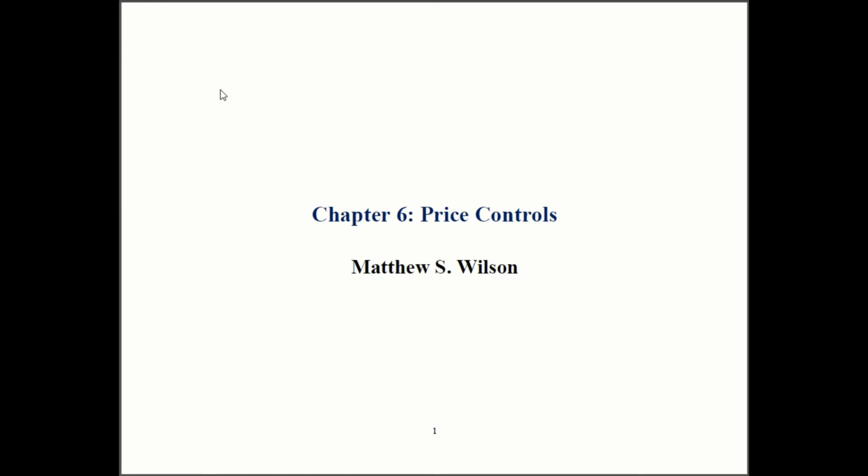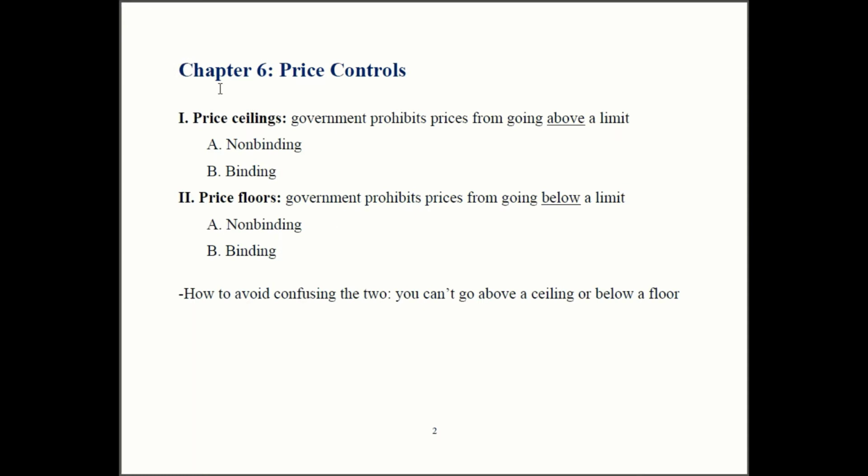Today we are in Chapter 6 looking at price controls. So price controls can come in one of two forms. There are price ceilings, that's where the government sets a maximum price. There are also price floors, that's a minimum price.